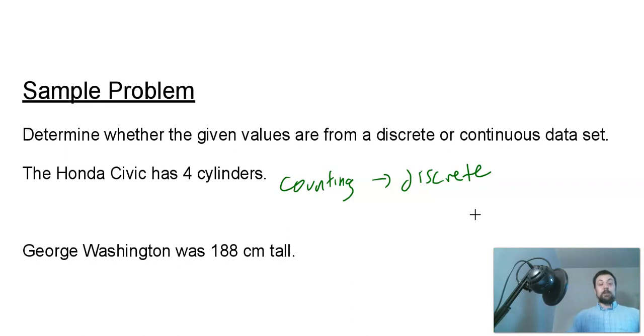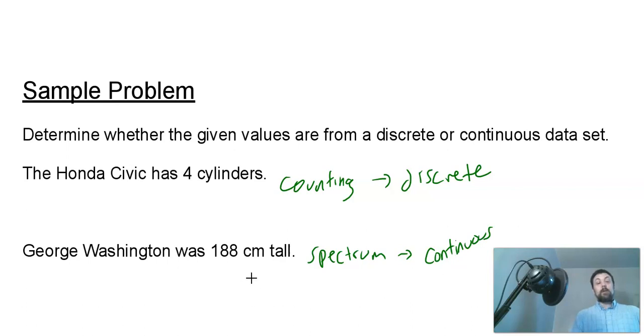We could say George Washington was 188.13 centimeters tall. And if we wanted to be more precise, if we got better equipment, we might be able to say George Washington was 188.132 centimeters tall. We could go 3 decimal places. We could go 4. So there's no limit to how many decimal places I could carry out this measurement. And so this is continuous. So again, you could think of it as being along a spectrum of possible values, right? And so it's continuous.